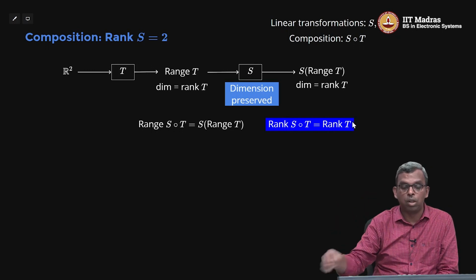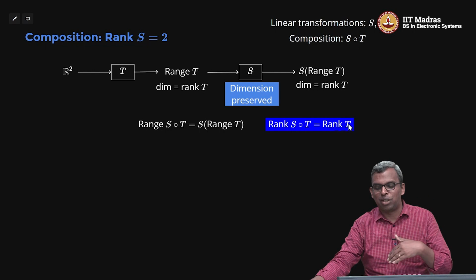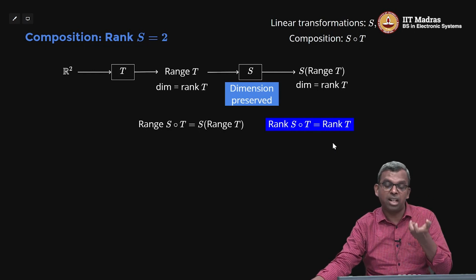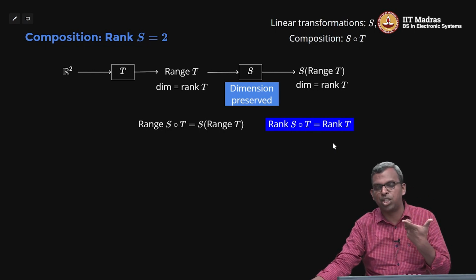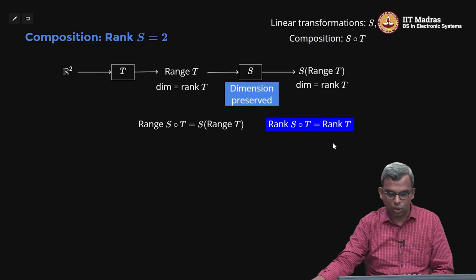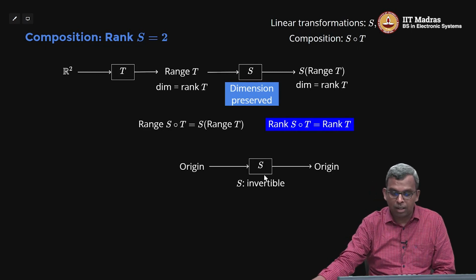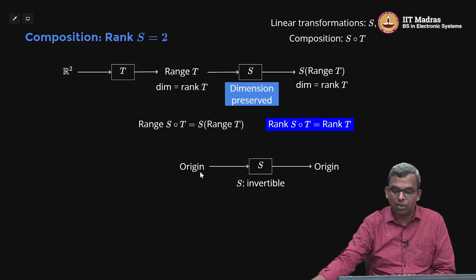When rank T was 2, now rank S is 2, and the rank of S cross T becomes rank T. Okay. So T controls the size or dimension of the range of S cross T. So for the null space also something very simple will happen. Since S is invertible, rank S is 2, only the origin will give you the origin, nothing else will happen here, right. So origin inverted through S will give you only origin.